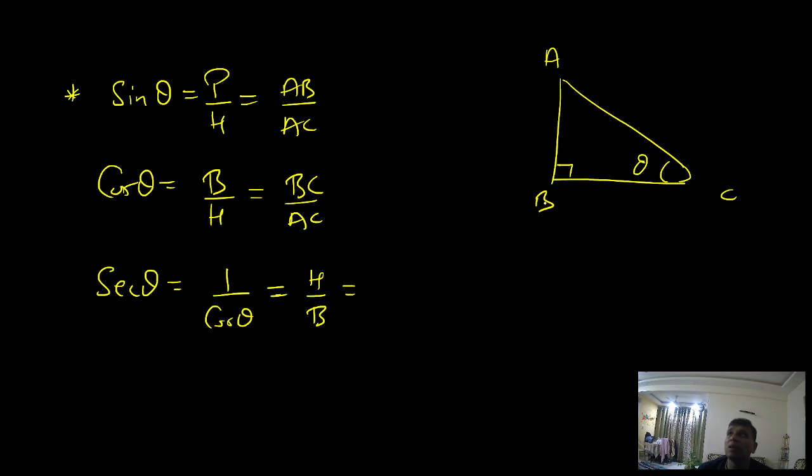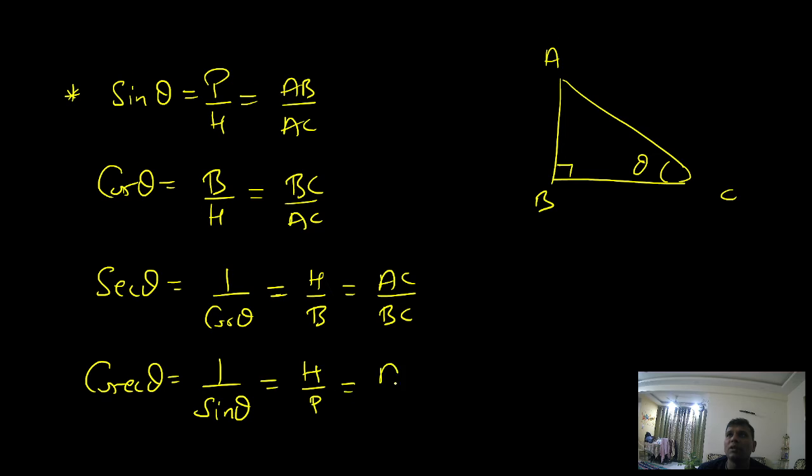So H by B, if I'm going to see from this point, it is not going to change because the reference point, that is theta, is still at point C. It is not going to change its place. So H here is going to be AC and this is going to be our BC. Next we have got cosec theta. Cosec theta is basically the reciprocal of sine theta, and it is simply given by H by P. H here is AC and the other point is AB.